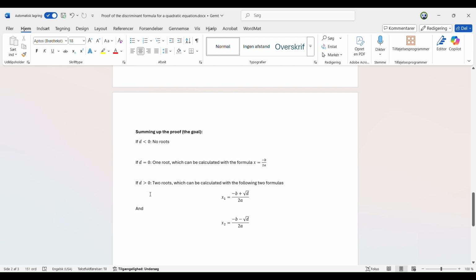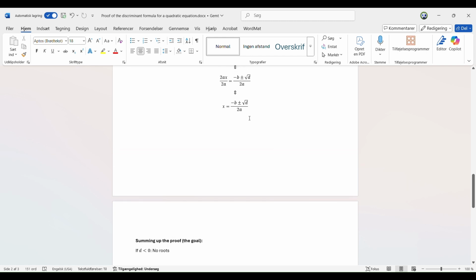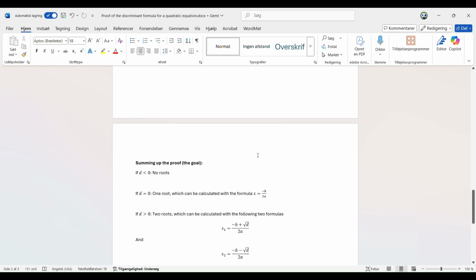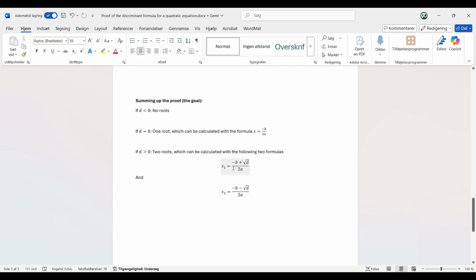And if d is greater than 0, we've got two roots, which can be calculated with the two formulas down here. This formula up here would have to be two formulas because we've got a plus and a minus sign. So the one root is going to be calculated by minus b plus the square root of d over 2 times a, and the other root is going to be minus b minus the square root of d over 2 times a. In which order you do these two roots is not important at all. Normally you would take the plus and then the minus, but that's up to you.